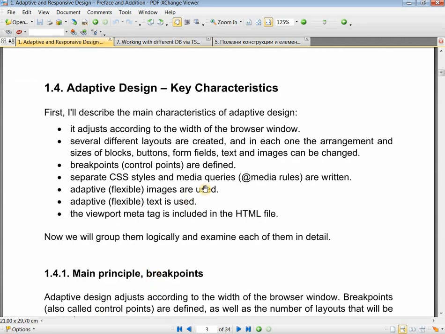So, the key characteristics of responsive design are... Actually, I'll leave that for the next lesson. For this will be it. We've already understood what adaptive is and what responsive design is. We'll be dealing specifically with adaptive design in the next lesson. Here you can just take a look at its main features.